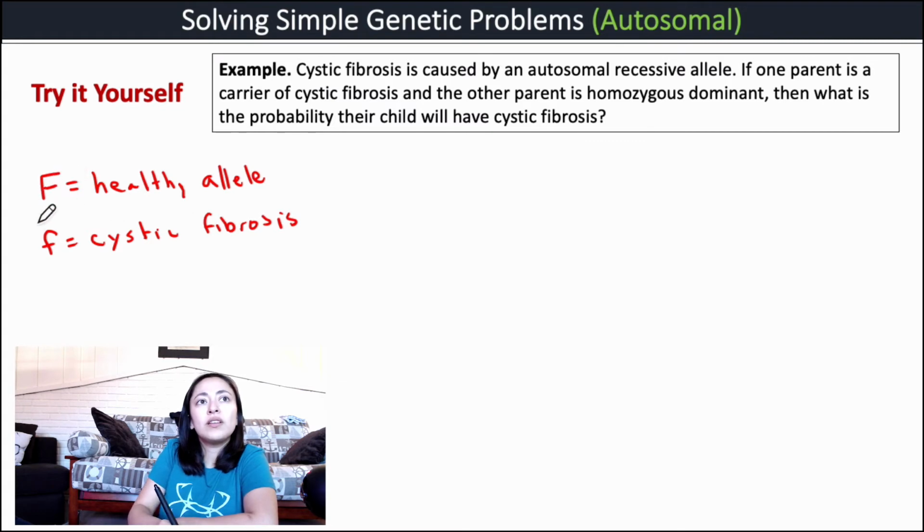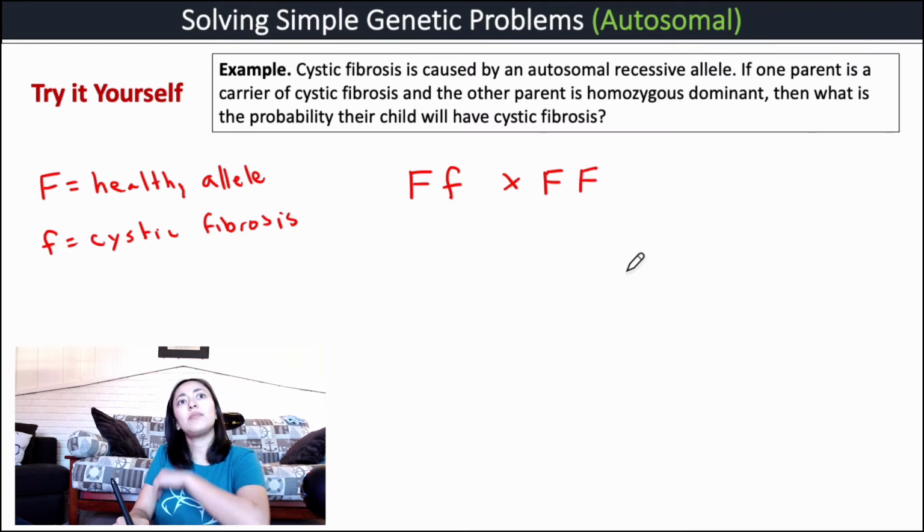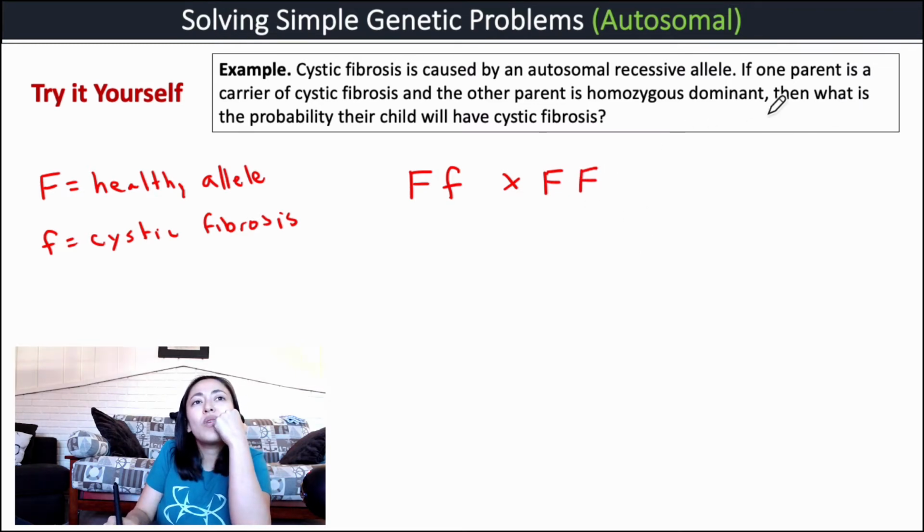So first thing you did is you came up with your key. Next, you want to write out what the parents are. So one parent is a carrier. I know that a carrier is always heterozygous, and the other parent is homozygous dominant, so they're going to have two big Fs. Now it says, then what is the probability their child will have cystic fibrosis?